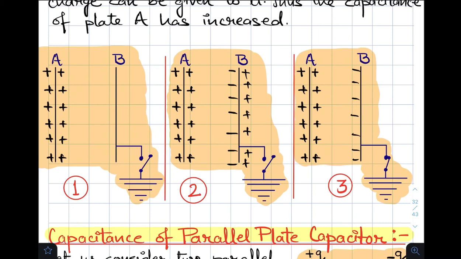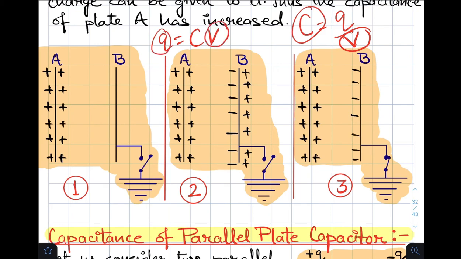Now when the potential decreases, we know that capacitance, let us write the formula again, is equal to charge by potential. And when the potential has decreased, capacitance cannot change. So what happens here? Let us try to understand: we have Q is equal to C into V, and because potential has decreased, the charge here appears to have decreased.